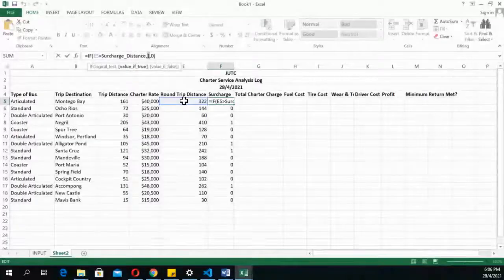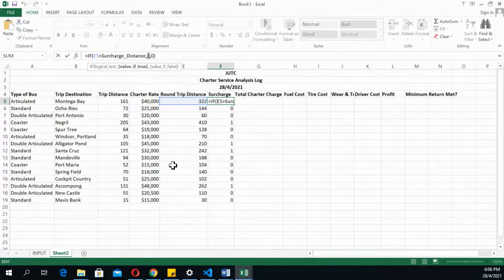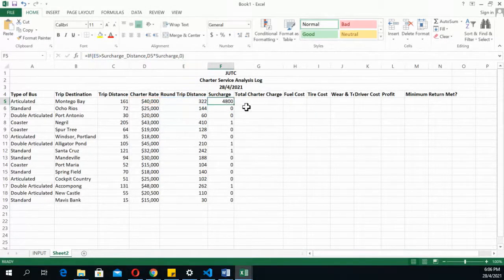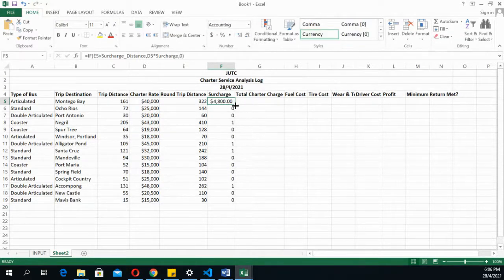I need to now work out how surcharge is calculated. And from the case, it told us that it would have been 12% of the charter rate. So it would be the charter rate times 12%, and I think we just call that surcharge. So then that would be our surcharge, and we'll format that again. So accounting currency won't kill you for that.